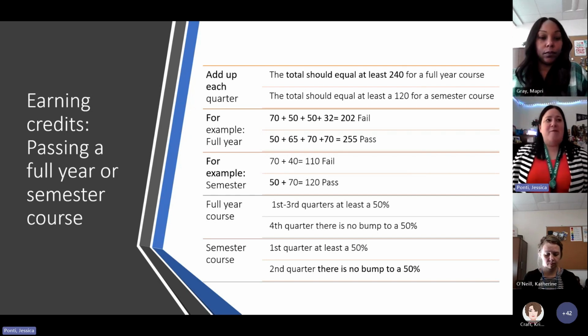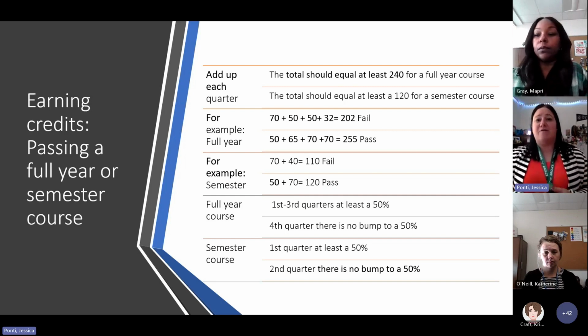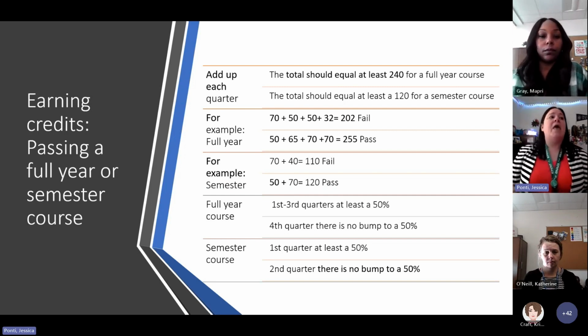So what that means is if you have a 50 in the first quarter, for the next 3 quarters, you need to at least get a 64 each quarter for a full year class in order to pass for a year, to get those 240 points and be where you need to be. Now, additionally, if you have a semester course or a half year course and you got a 50 for the first marking period, you need to get at least 70 in your next marking period, so that you can pass that class and earn that credit.